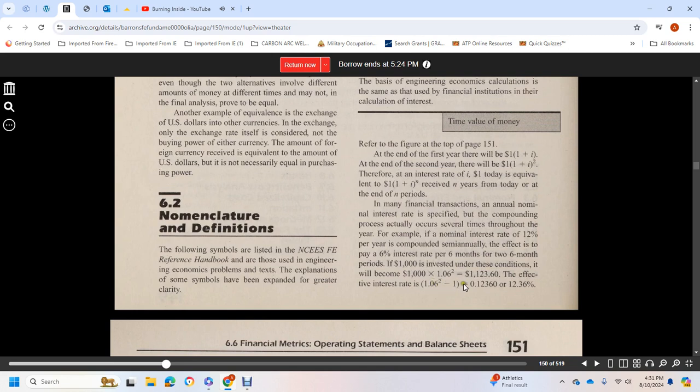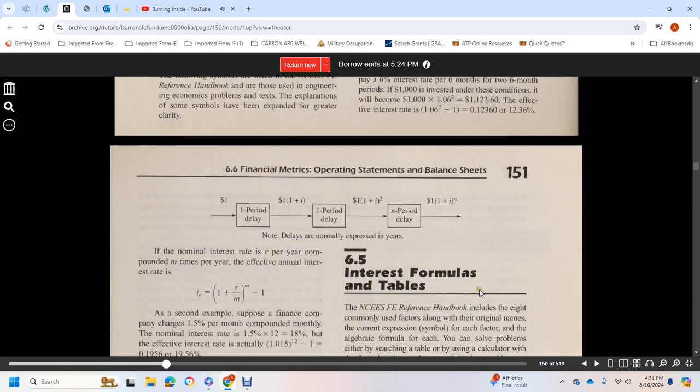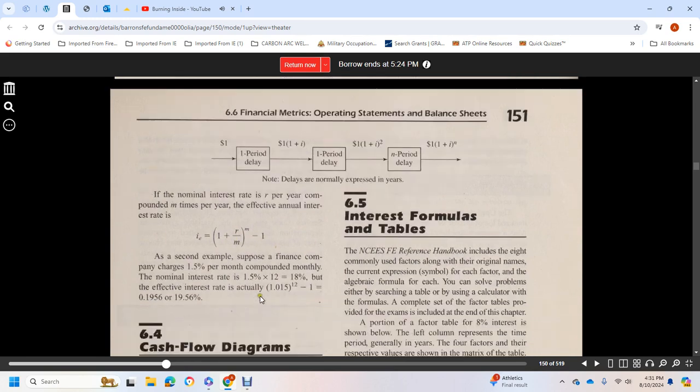The effective interest rate is then 1.06 squared minus 1, which is 0.1236, or 12.36%. Note that rates are nominally expressed in years. For a nominal interest rate r per year compounded m times per year, the effective interest rate i equals (1 + r/m) to the m, minus 1.